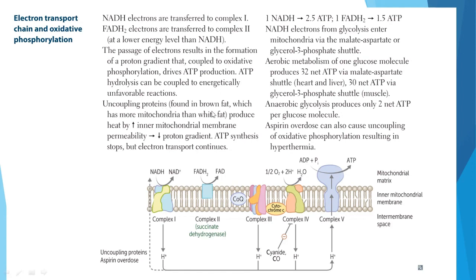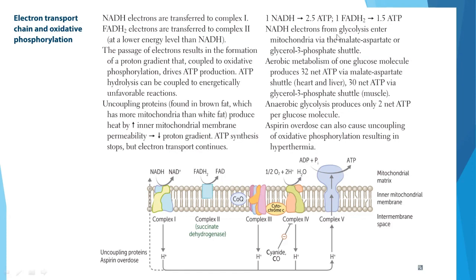The uncoupling reactions, found in brown fat, which has more mitochondria than white fat, produce heat by increasing the mitochondrial membrane permeability and decreasing the proton gradient. ATP synthesis stops, but electron transport continues. One NADH will yield 2.5 ATP and one FADH2 will yield 1.5 ATP.